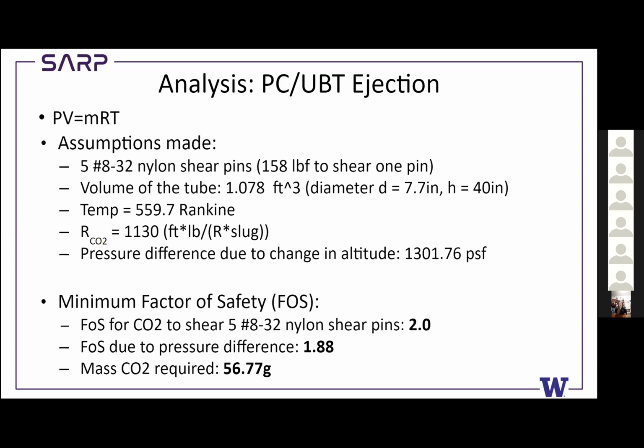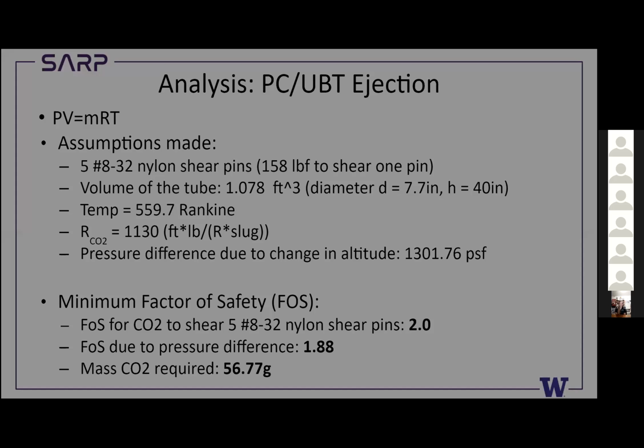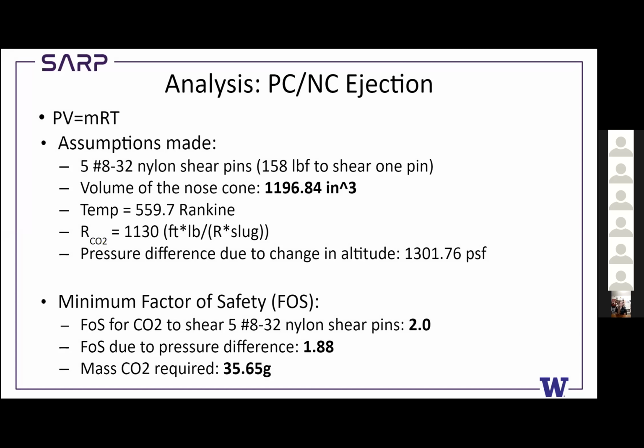Here's some analysis for how much CO2 is necessary to eject the payload coupler from the upper body tube. We would need 56.77 grams of CO2 at least, which gives us a factor of safety of 2. And our factor of safety due to the pressure difference would be 1.88, which is not ideal, but we think will be enough. And then for the payload coupler nose cone ejection, the mass of CO2 required is 35.65 grams, and our factors of safety are the same.